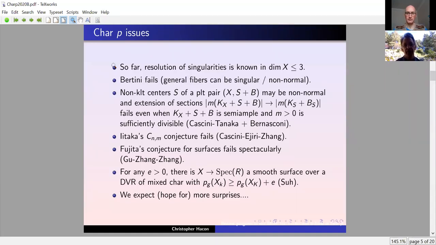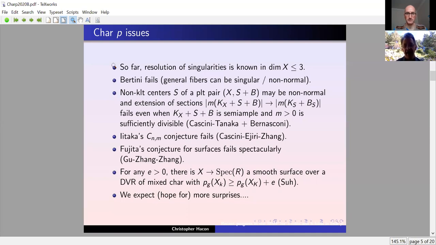Things that fail are things, for example, like Bertini. So you could have a morphism of smooth projective varieties where the general fibers are highly singular. This happens very often. Also, if you consider a PLT pair, so if you're not familiar with this, think just of a smooth variety X and a smooth divisor S and ignore the B. Then the center S for a PLT pair, where we allow some mild singularities, could be non-normal in positive characteristic.